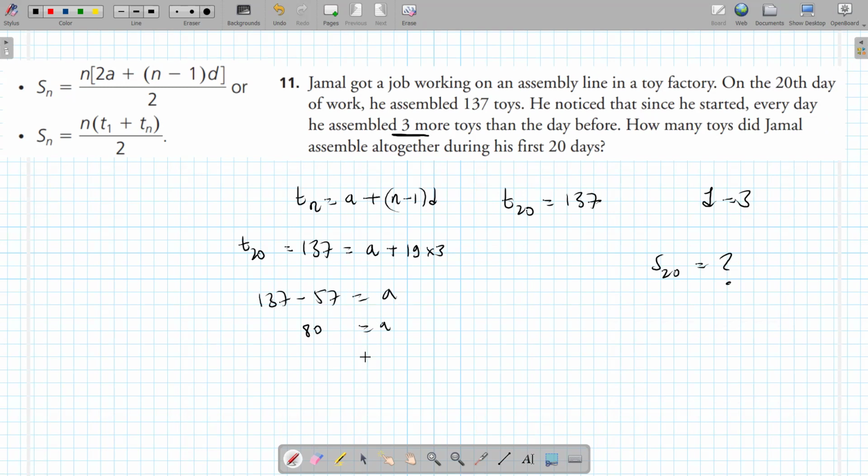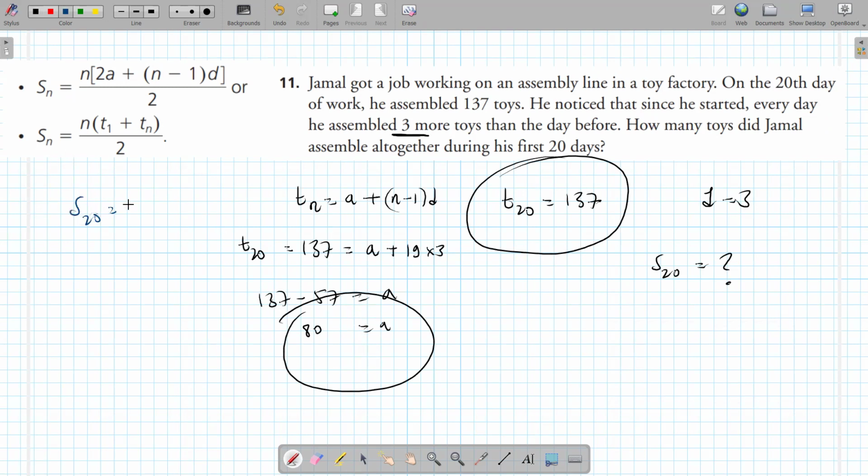So if you have your A value and you have your Tn, you probably want to use the bottom one. That's less computations. So you'd use the bottom one. Here S20 would be n times your A value, 80, plus Tn value, 137, divided by 2. Let's plug that in, and that'll give us the total number of toys assembled. So that's 2170. And that's the answer to this question.